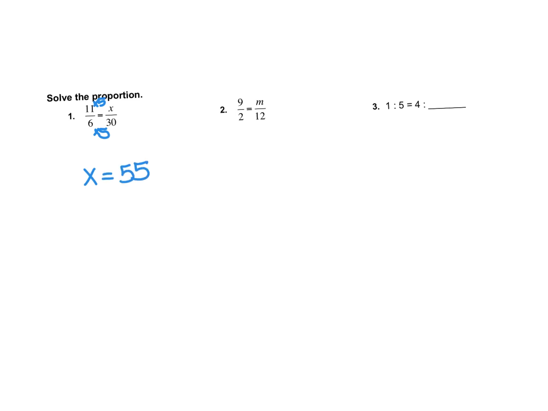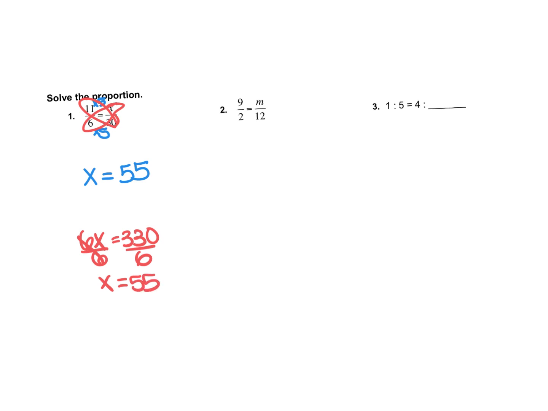Now another way that you could have solved this is by cross multiplying. I could take 6x and I take 30 times 11. So that's going to be equal to 330, and then I would divide by 6, and when I divide by 6, I get x is equal to 55. So notice I get the same answer.